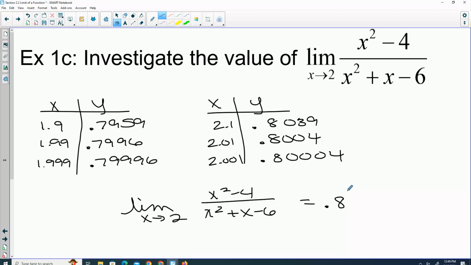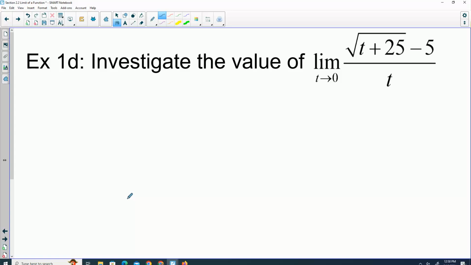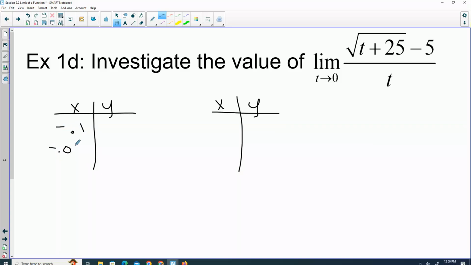Are we understanding our process here? Let's try some more. Okay, if I wanted 0, give me numbers smaller than 0, and bigger than 0. Do we need to mix it up? Are you guys getting tired of doing your same numbers every time? No. Okay.